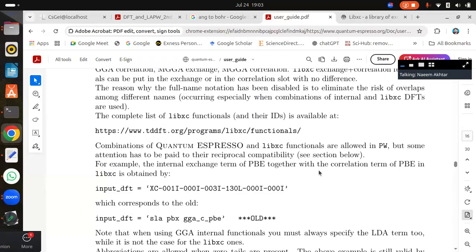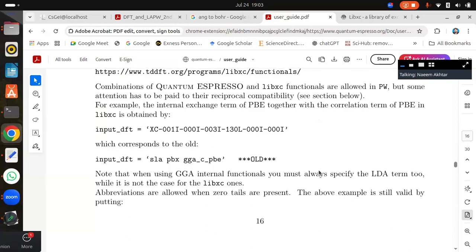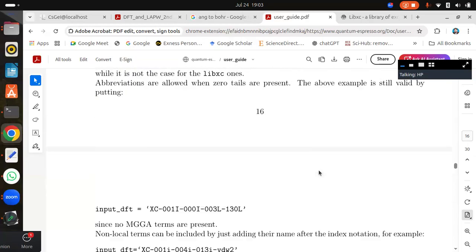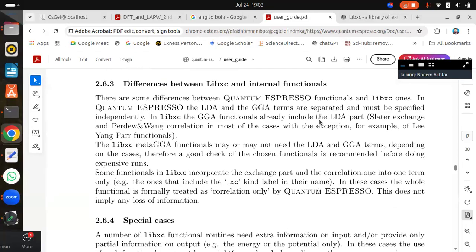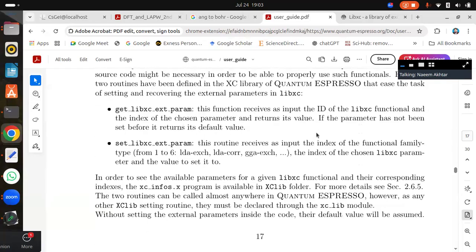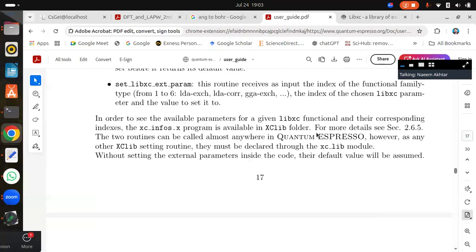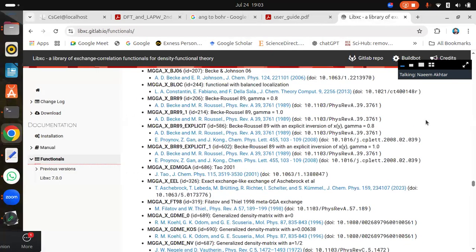We do not need them from libxc. So Nuruddin, don't worry about the presence or absence of libxc, no problem, because we are going to use LDA, PBE, and PBEsol. These are all internally present in our Quantum Espresso, so we do not need to use libxc. Libxc will be used when we are going to make some publication and some refinements.